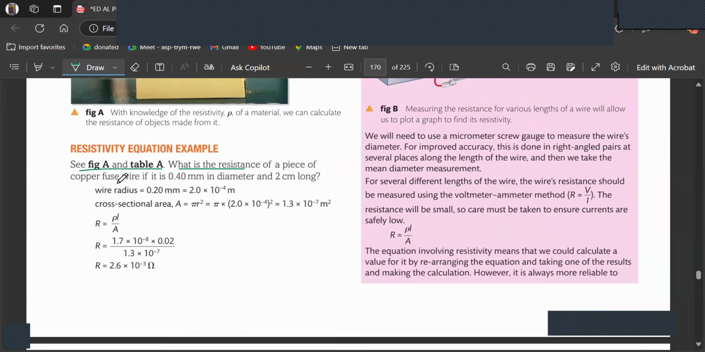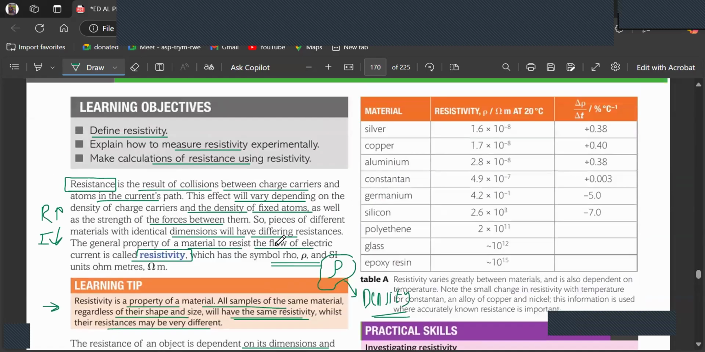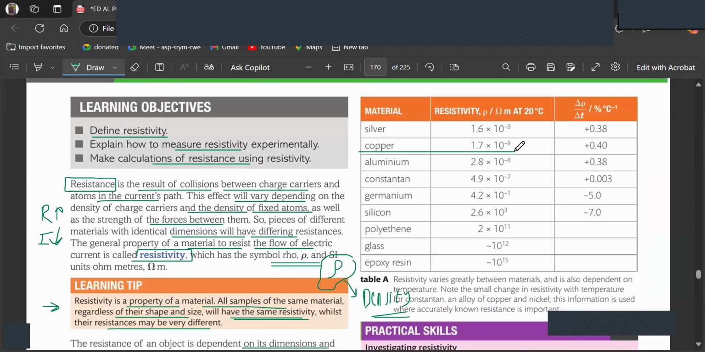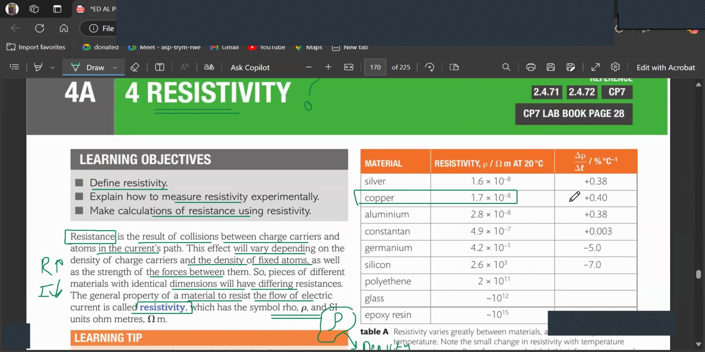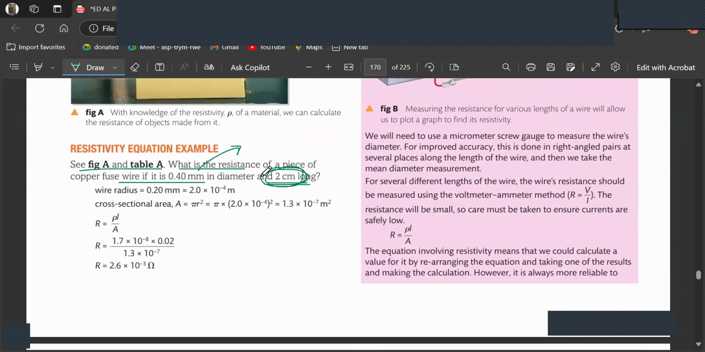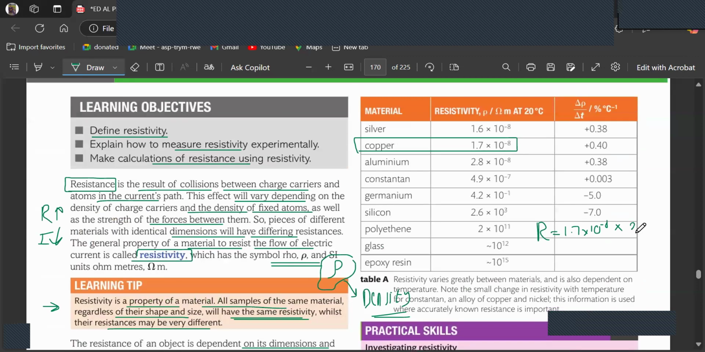What is the resistance of a piece of copper fuse wire if its diameter is 0.40 millimeter and it's 2 centimeter long? All right. So we need to find the resistance. Which wire are they talking about? Copper fuse. What is the resistivity of copper? 1.7 times 10 power minus 8. So R is equal to 1.7 into 10 to power minus 8 multiplied by L. Length is given to us how much? 2 centimeters. So we can write it as 2 into 10 to power minus 2 meters, divided by the area.